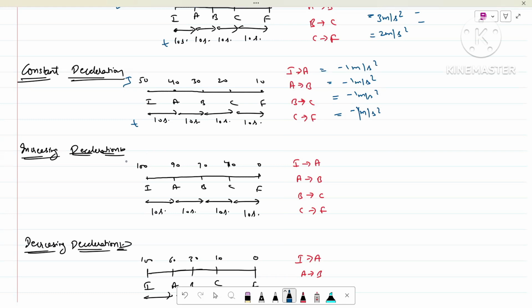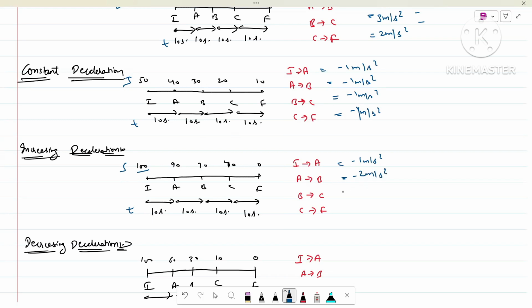Now increasing deceleration. We are considering initial speed is 100. From I to A, the change in speed is minus 10 in 10 seconds. So deceleration is minus 1 meter per second square. But when it reached B from A, the change is 70 minus 90, that is minus 20 in 10. So that is minus 2 meter per second square.